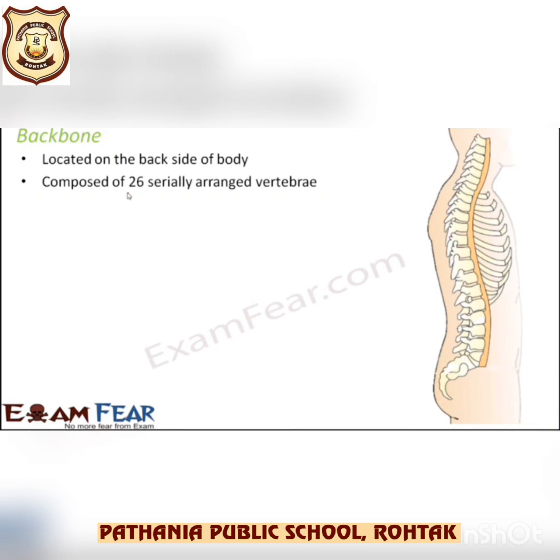The scientific name of the backbone is the vertebral column. So the backbone forms the main supporting structure of the body, and the backbone is not a single bone. It is made up of 33 small bones, right, placed one over another. The small bones which make up the backbone are called vertebrae, and the singular of vertebrae is vertebra.